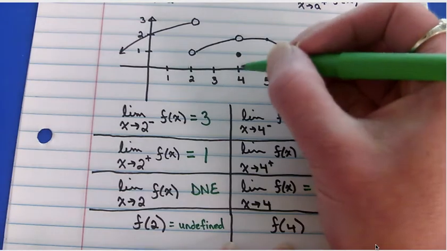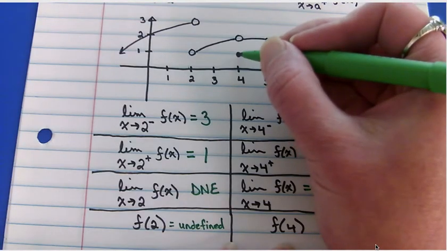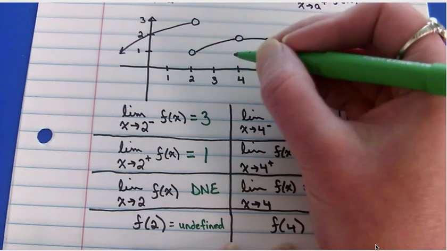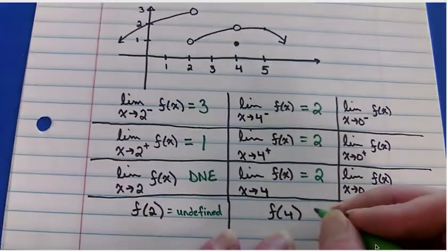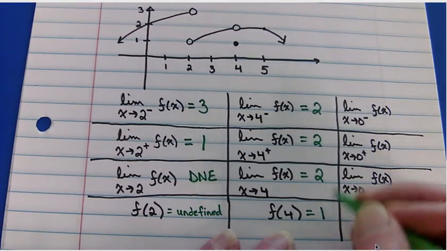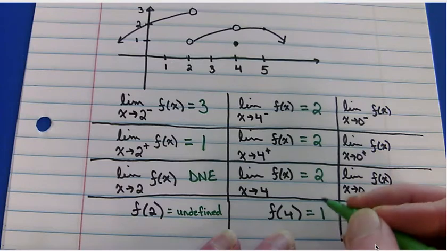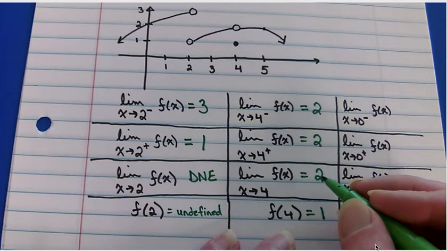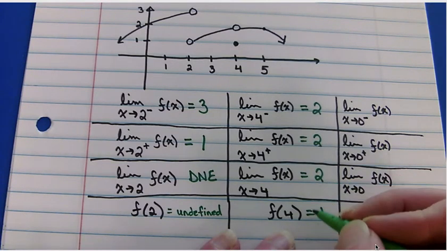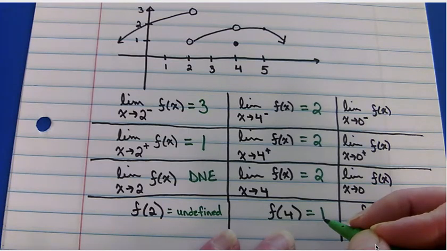Aha! When x is 4, the actual point has a y value of 1. So I wanted to show this because you can have a limit at one point, but an actual point exists somewhere else.